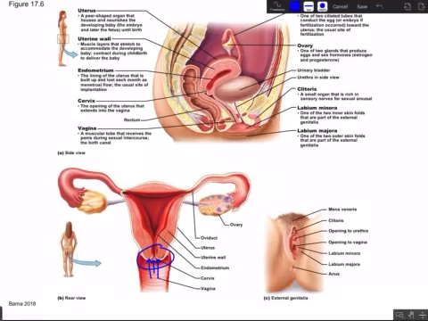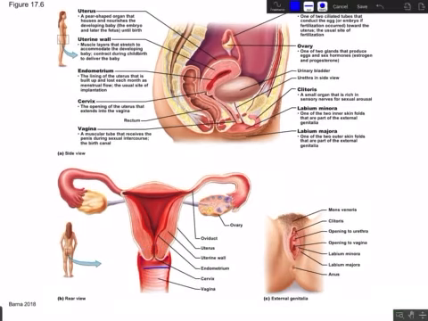The vagina is a muscular tube as well. It has folds that allow for expansion, and this would receive the penis during intercourse, but it also serves as the birth canal. And this is where, if the endometrium is sloughed off during menstruation, it would exit out of the body.